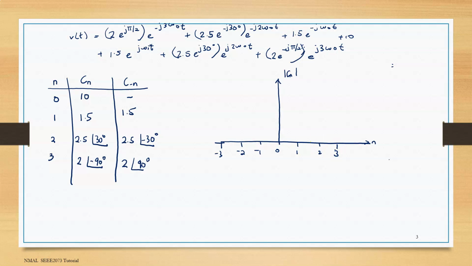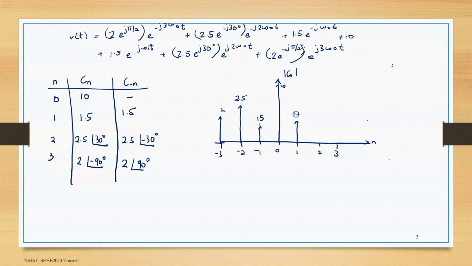When n is equal to negative 3, the magnitude here, you take this part, is 2. When n is equal to negative 2, this is 2.5. And then when n equal to negative 1, this is 1.5. When n equal to 0, this one is 10. Then 1.5, 2.5, and also 2. So this is the spectrum plot for magnitude.